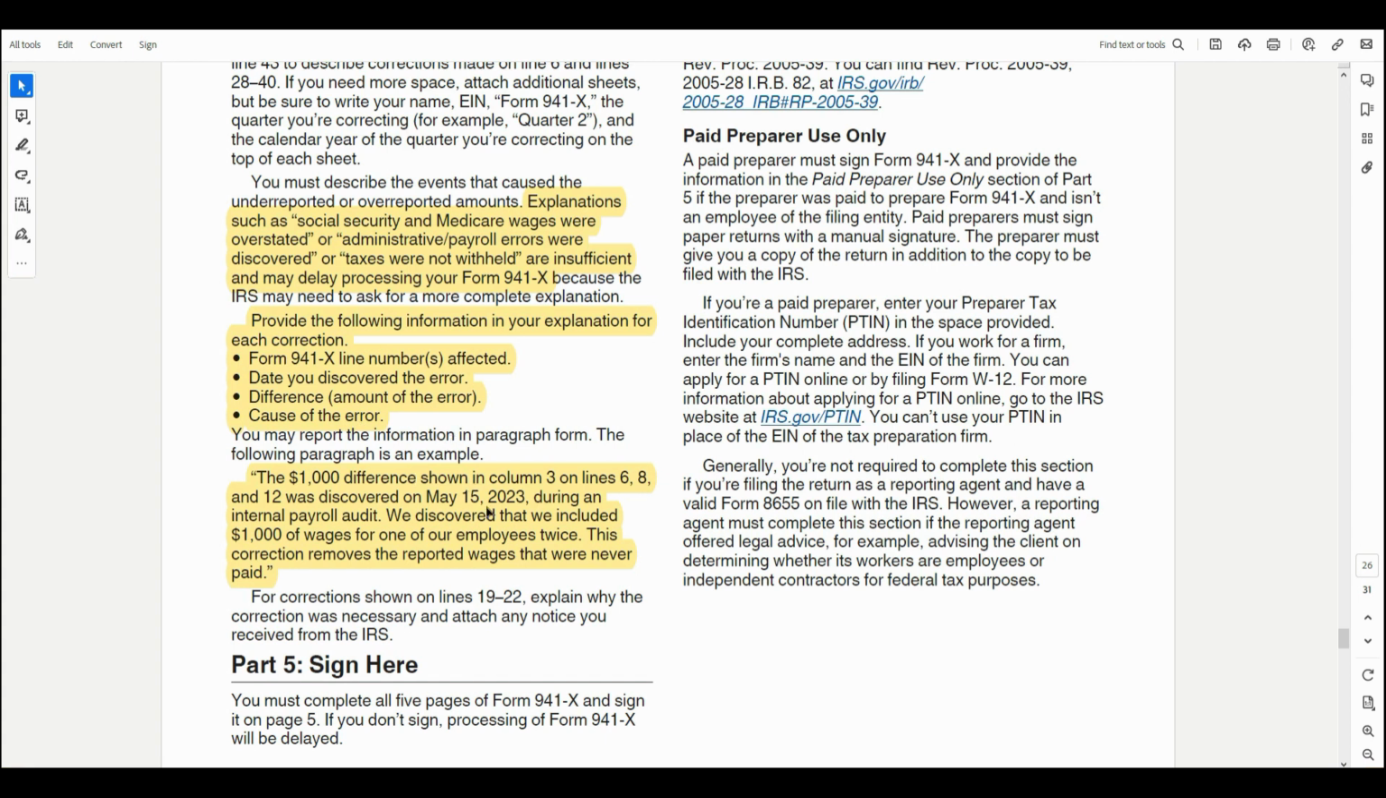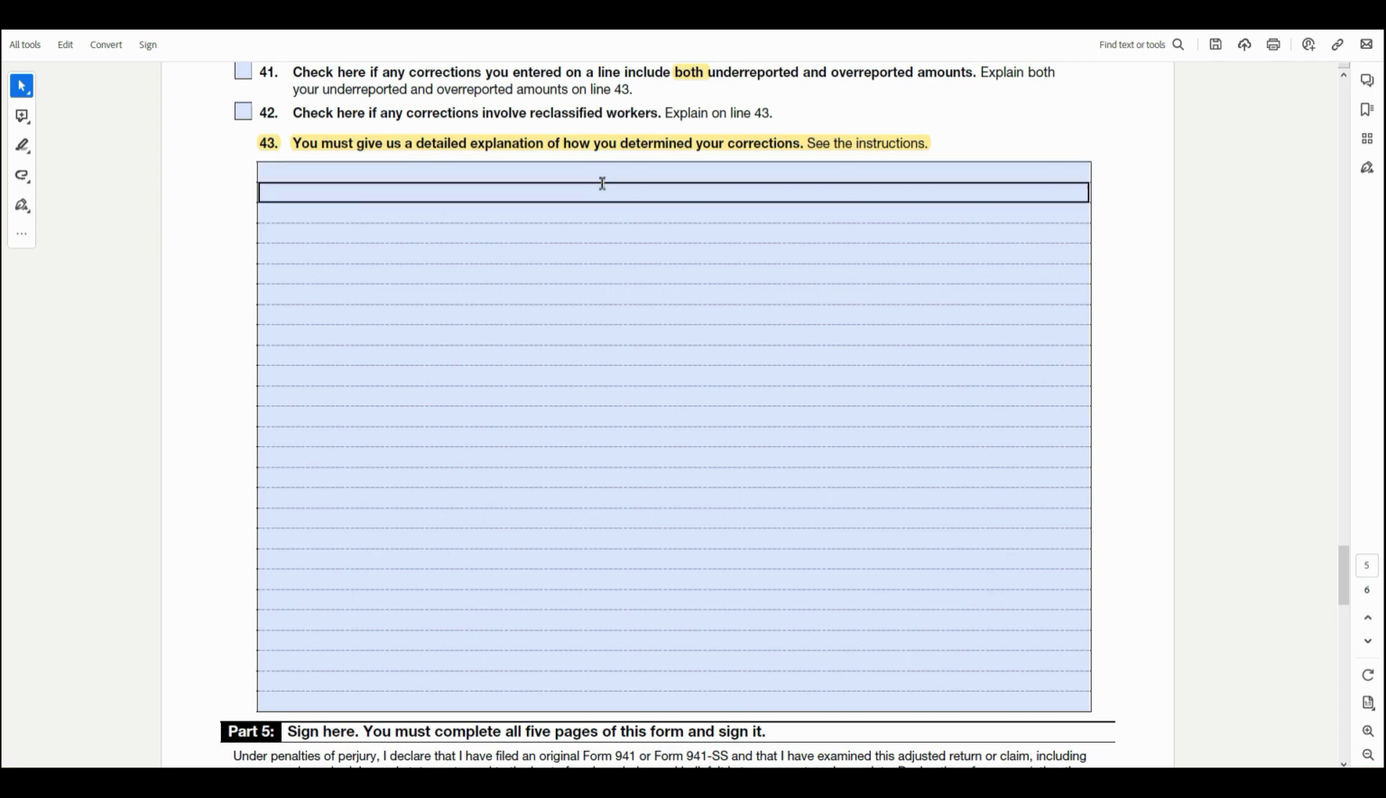They provide you an example of what that would look like. It says the $1,000 difference shown in column 3 on lines 6, 8, and 12 was discovered on May 15, 2023, during an internal payroll audit. We discovered that we included $1,000 of wages for one of our employees twice. This correction removes the reported wages that were never paid. So something similar to that.